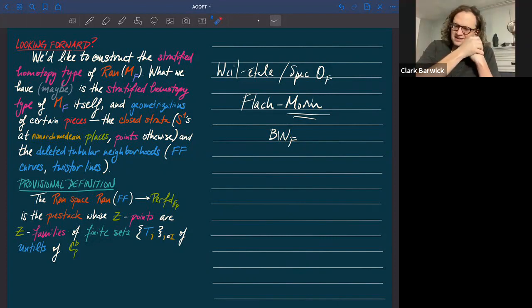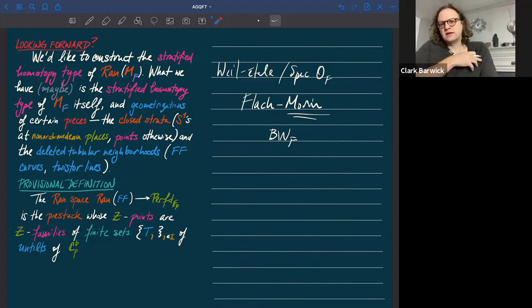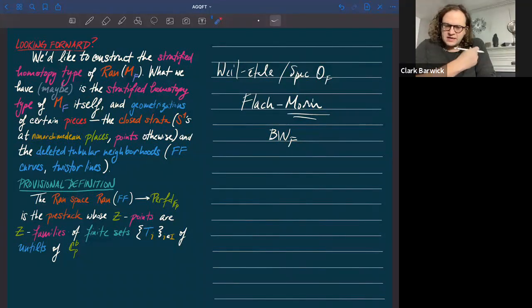I think the theory works pretty well over finite fields. Weil-étale topology is very good over finite fields. Brilliant. Yeah, it has everything you want. And maybe in that case you can say something. Yeah, in that case I can say a little something.